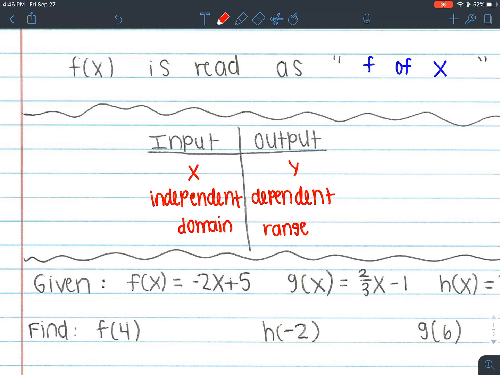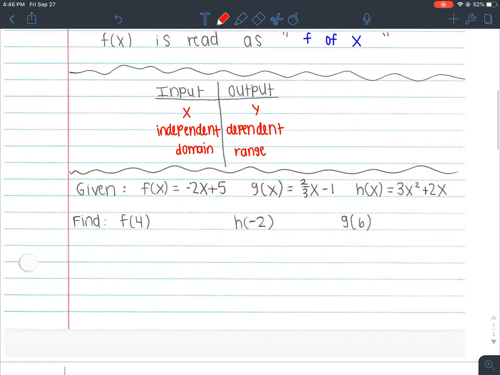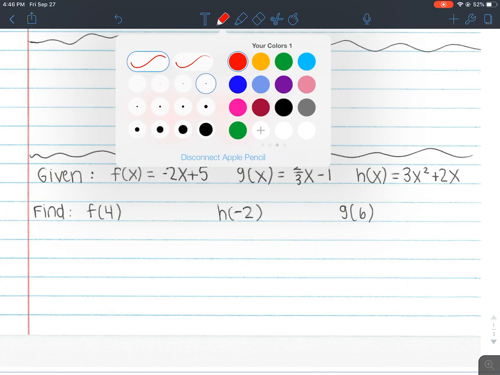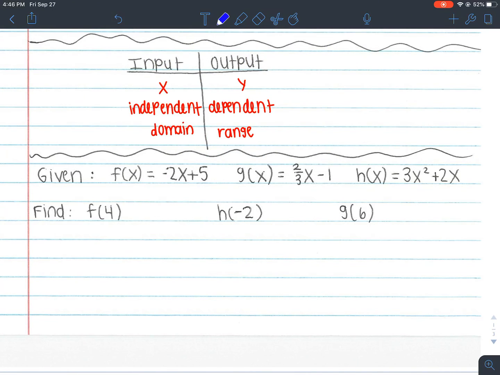So this is nothing new. Like this table that we've created, this is stuff that we've talked about. X is always associated with domain, and x is always independent. Y is always associated with range, and y is dependent. But now our input is going to be considered an x value. So if it asks you to find the input, it wants you to find the x. If it asks you to find the output, you're going to find the y. Now I know it looks really scary at first, but once we get through this, it's going to be really easy for us. So let's go ahead and talk about this.